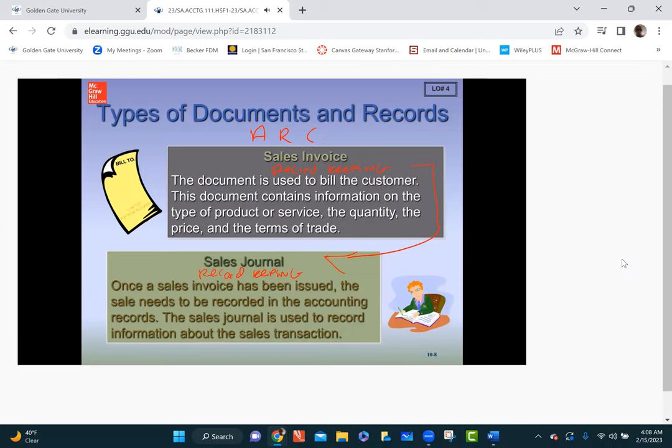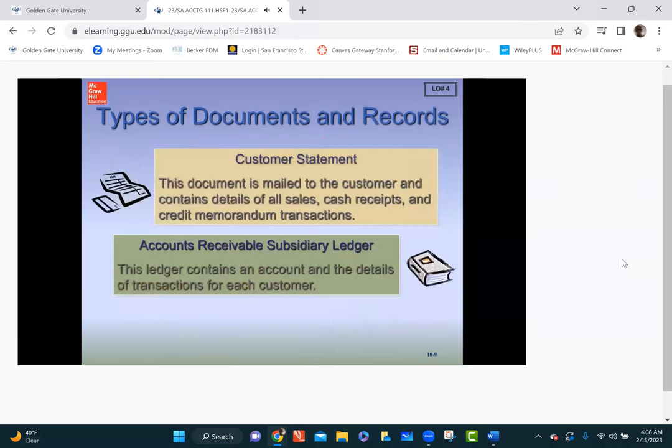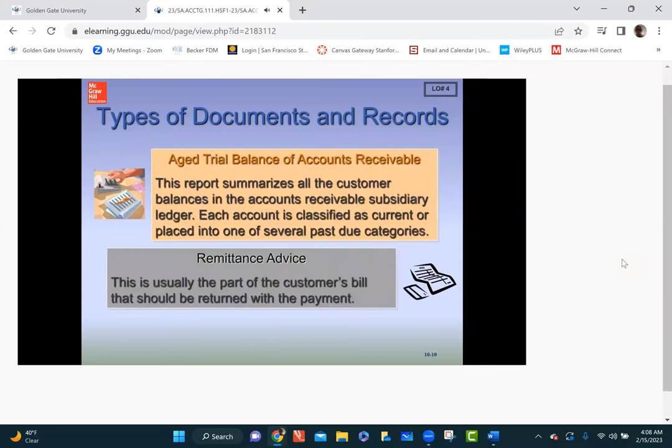Okay. Now, we'll have a customer statement that we'll mail to the customer. That again is a record keeping function. I'm just going to put rec for record keeping. And then we have our accounts receivable. That's also record keeping, right? The accounts receivable subsidiary ledger. And then that should tie up to, of course, our general journal at some point.